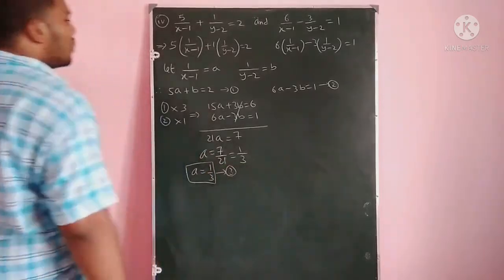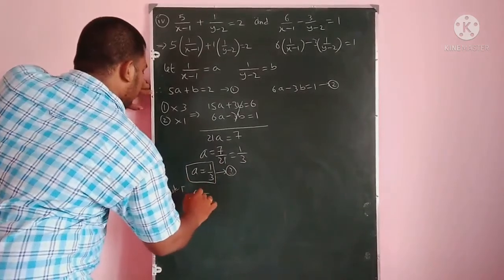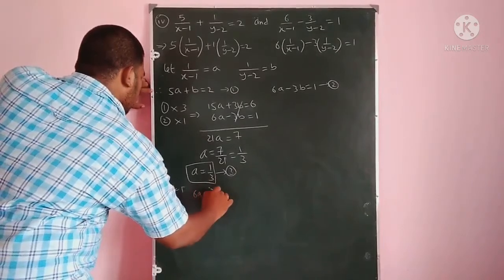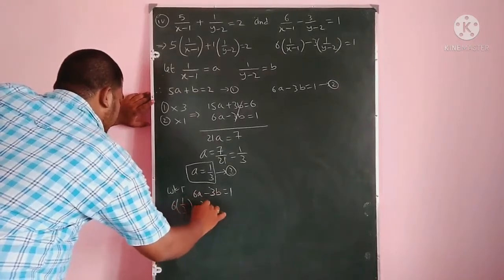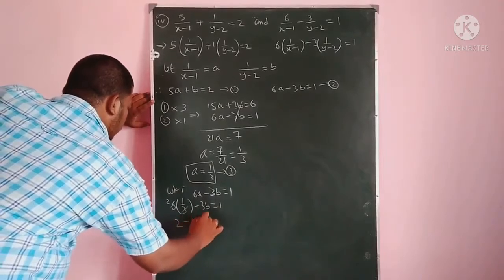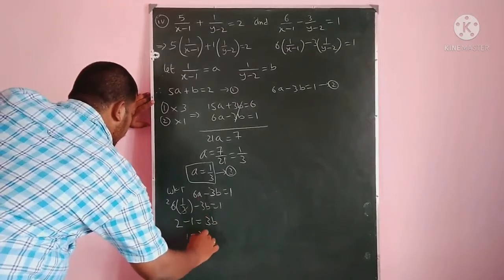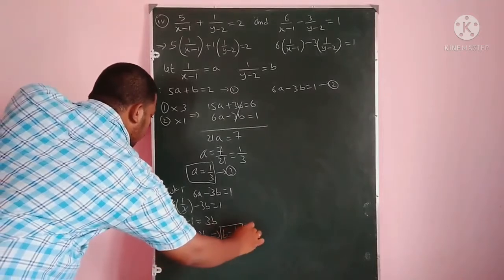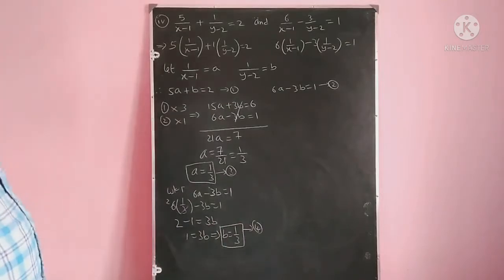Let it be 3. So we know that 6a minus 3b equals 1. So 6 into 1 by 3 minus 3b equals 1. 3 ones, 3 twos, so 2 minus 1 is equal to 3b. So 1 is equal to 3b, that implies b is equal to 1 by 3. So here we got the same a and b values. Now we need to find out the actual x and y values.